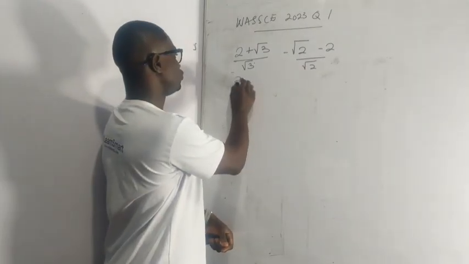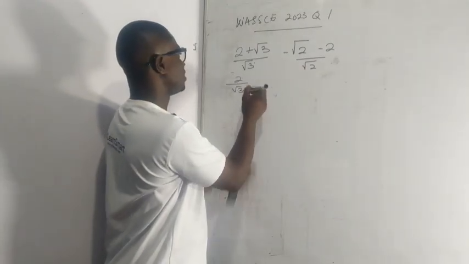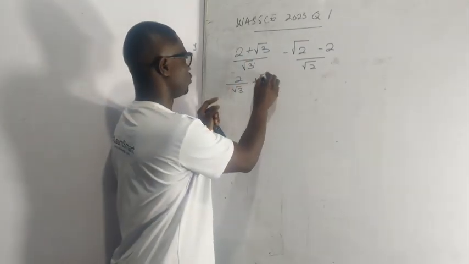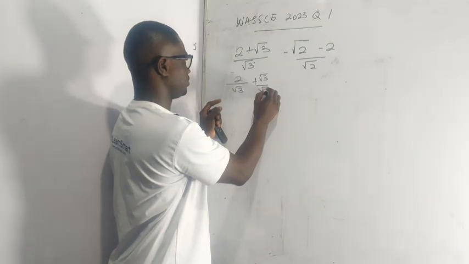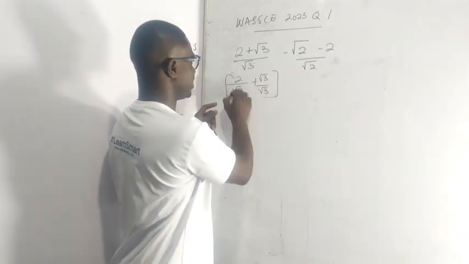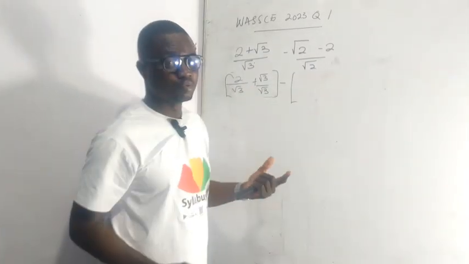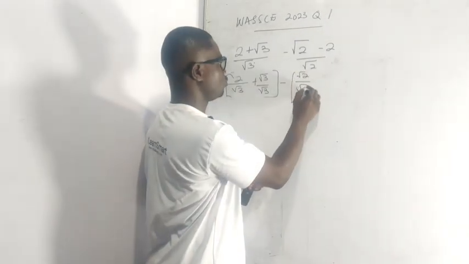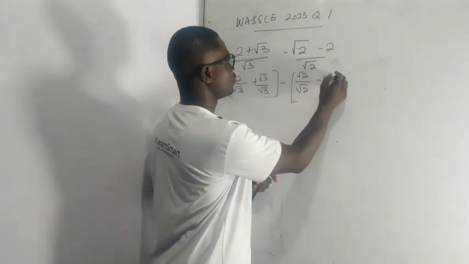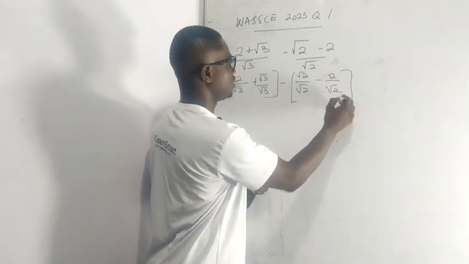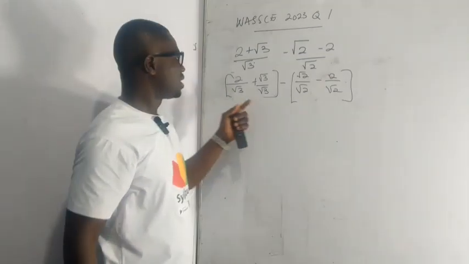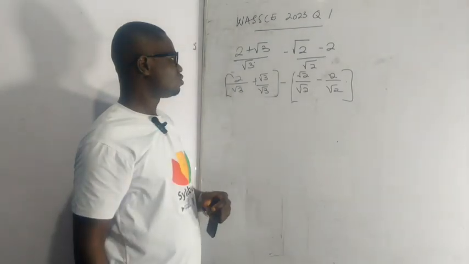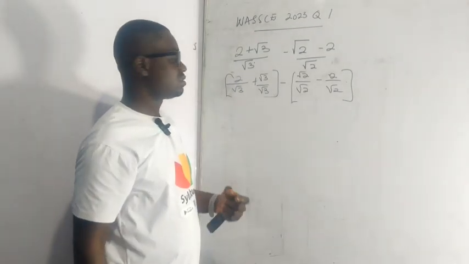So we have 2 over root 3, plus root 3 over root 3. We're splitting these two expressions separately. Put this into one bracket, minus, in order to be able to observe your splitting expressions. So we have root 2 over root 2 minus 2 over root 2. Now, if you look at this expression, we can easily open the bracket to make the expression very simple. But let's solve what is inside the bracket first.